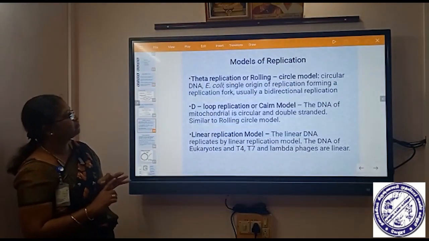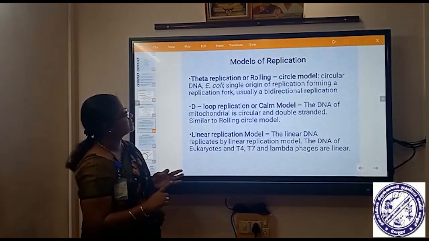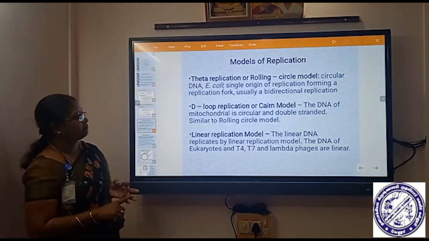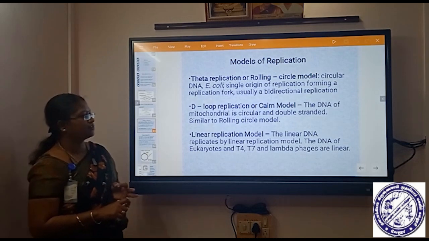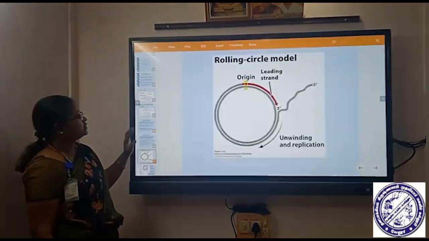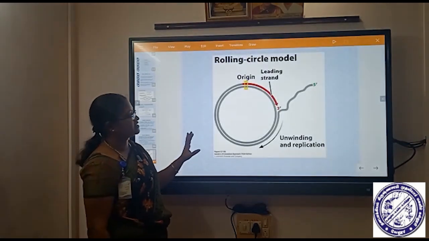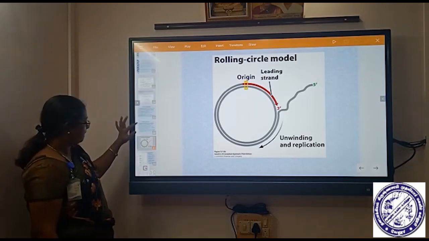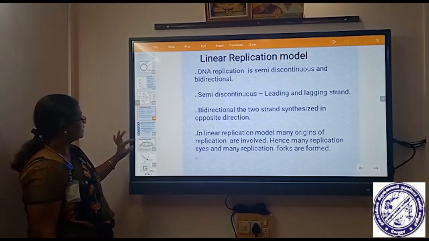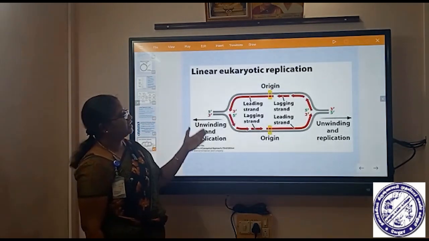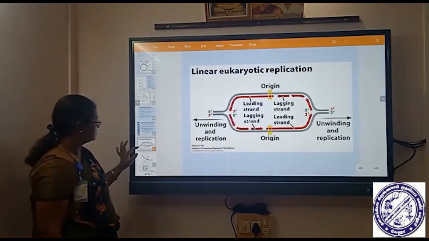There are three models of replication, that is theta replication or rolling circle, D-loop replication or Cairns model, and the last is the linear replication model. So this is the rolling circle model structure. And this is linear eukaryotic replication.